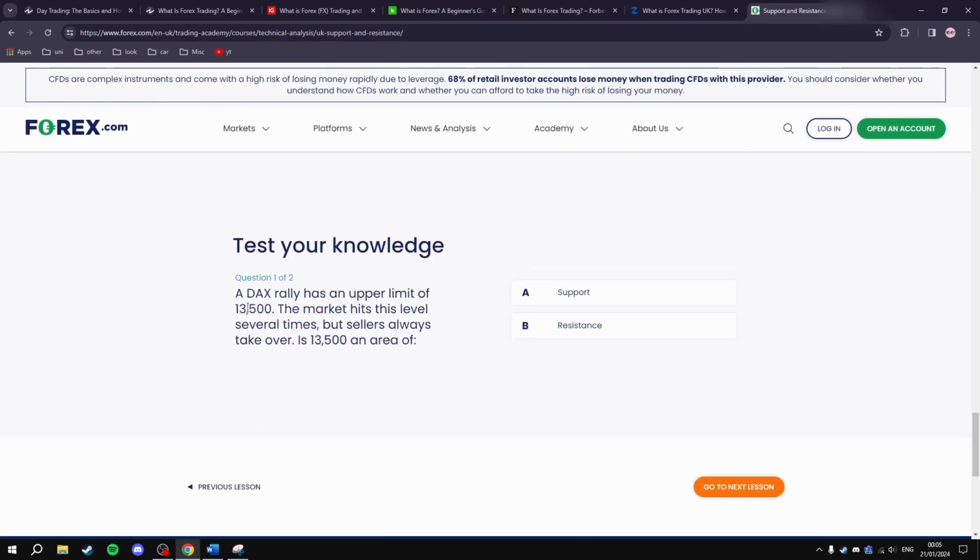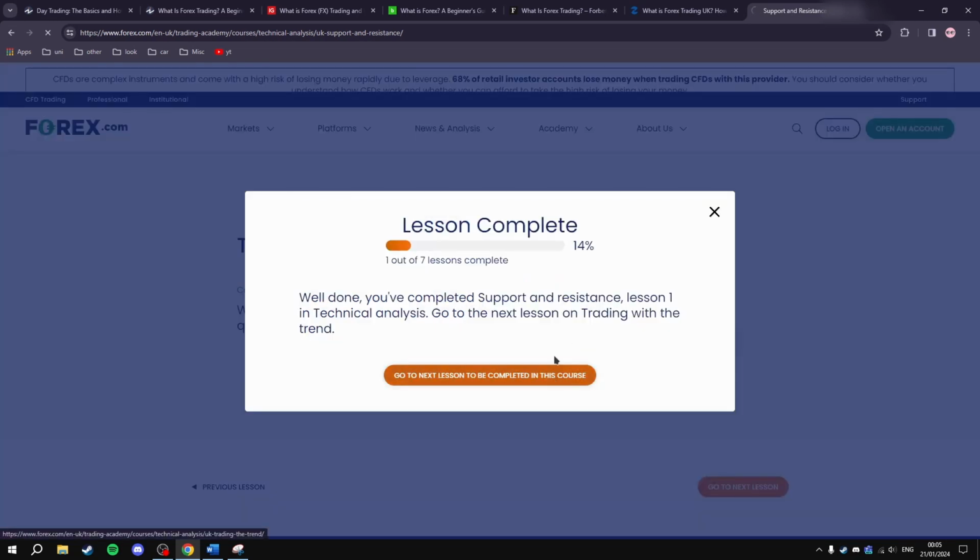A DAX rally has an upper limit of 13,500. The market hits this level several times, but sellers always take over. Is 13,500 an area that's a resistance? The DAX breaks beyond 13,500, but then hits a new ceiling of 13,600. However, it also struggles to drop below 13,500. Is the market range bound? Because it keeps bouncing between the two values.